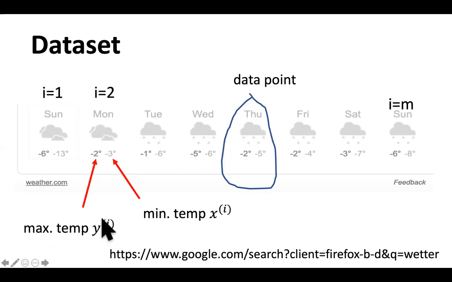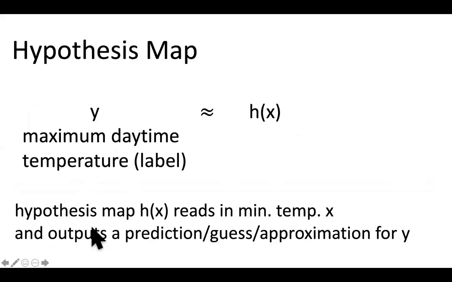And what machine learning is about is learning a map, a hypothesis that takes the feature as input and provides us a good guess for the maximum temperature. So in this course, a hypothesis is nothing but a map or a function, a mathematical function that reads in the feature value of the data point, like minus 10, and outputs a prediction that hopefully is a good prediction for the maximum daytime temperature.